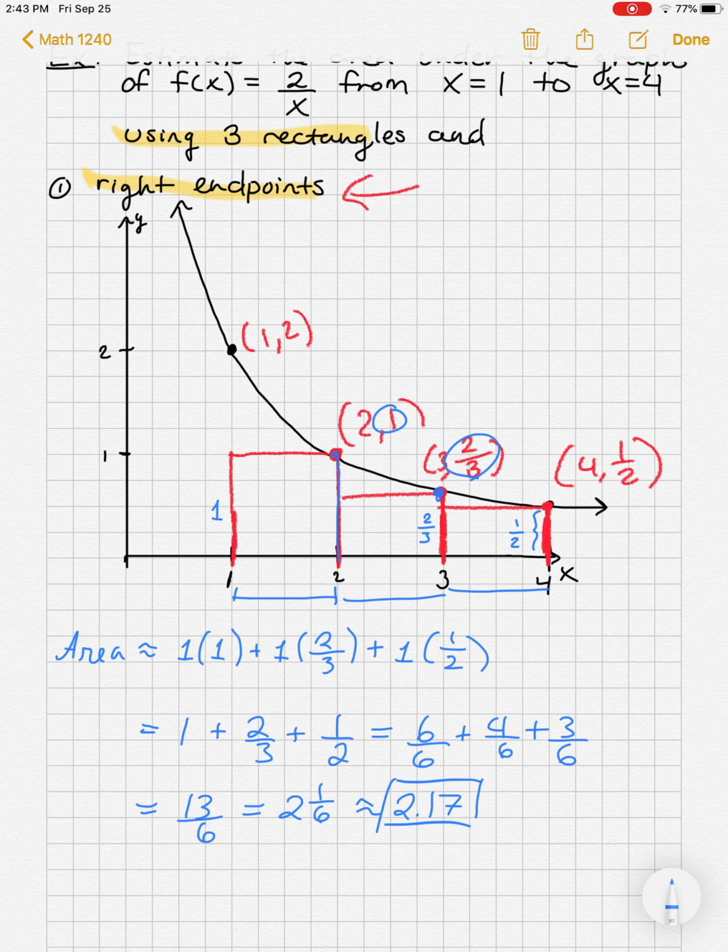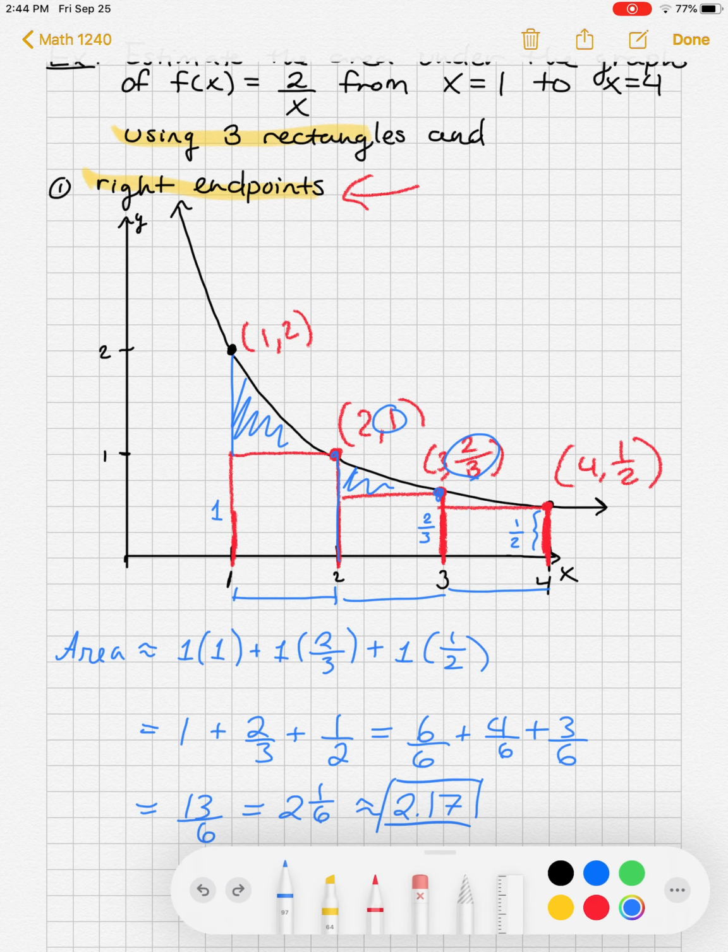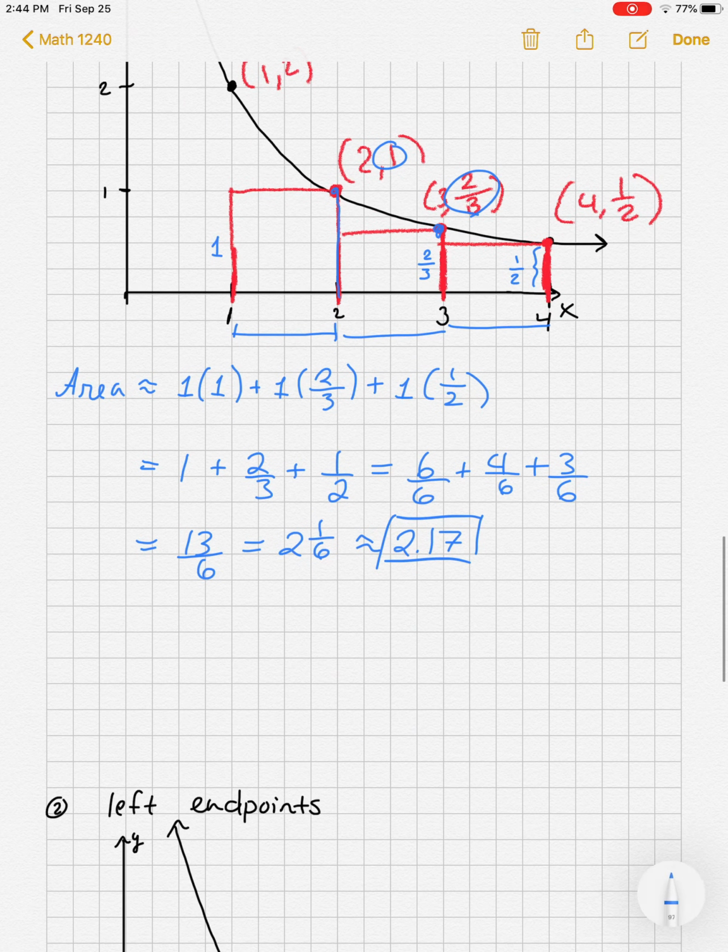Okay, now of course that's going to be an underestimate because I'm missing this chunk, and that chunk. Looks like it's a little better maybe than our parabola though. So I'm going to note this is an underestimate.